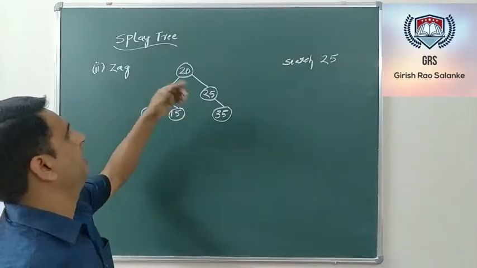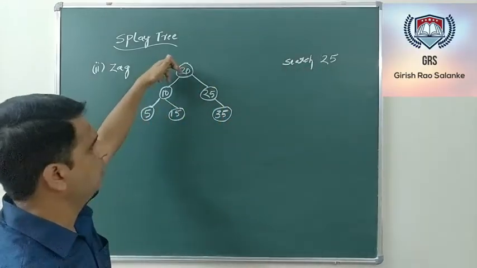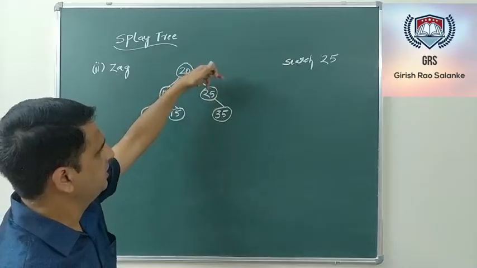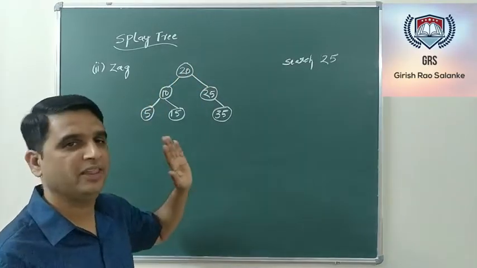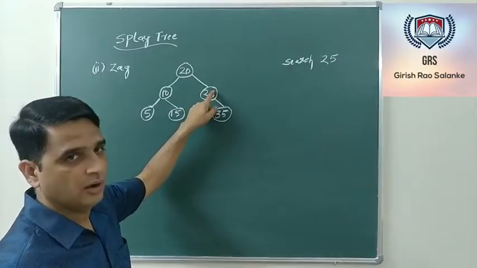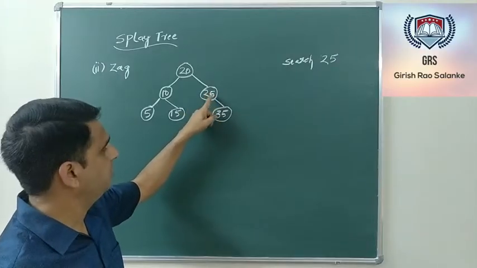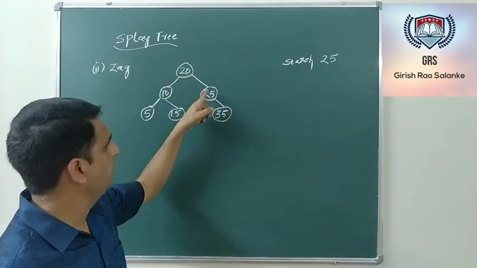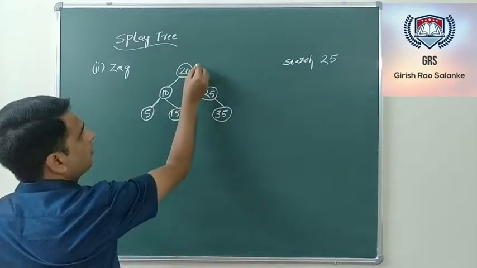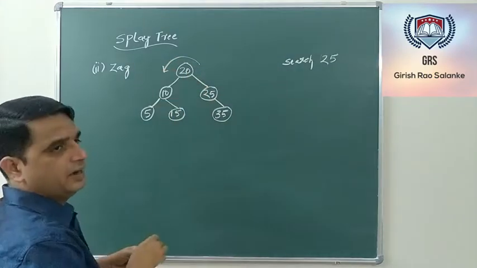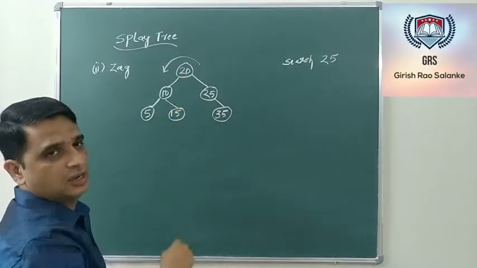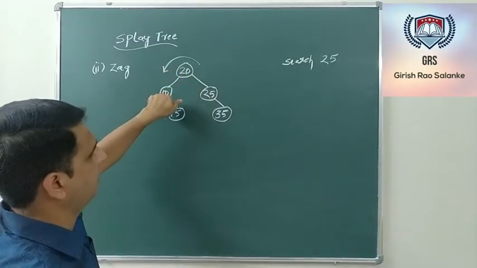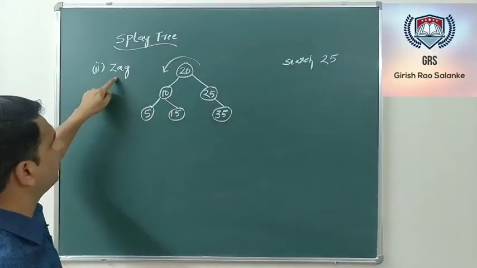Now, note that in a binary search tree, I compare 25 with the root node. 25 is greater than 20, so I should go for the right subtree. In the right subtree, the first node that I got is 25. So my search operation is complete here. Now I should make this 25 the root node. In order to make this 25 the root node, I need to perform a left rotation on the parent here. The parent is this 20. This left rotation is called ZAG.